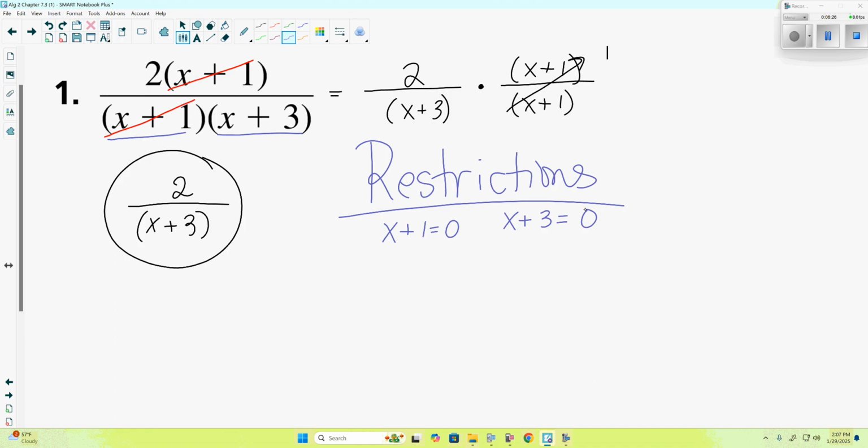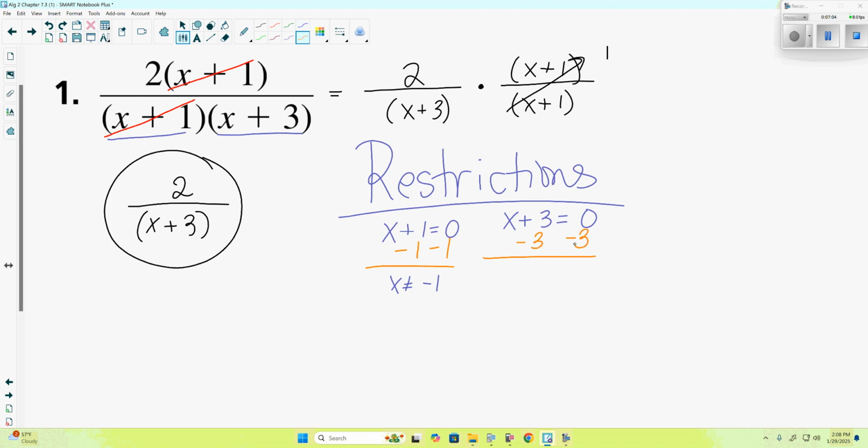Because if x plus 1 becomes 0, the entire bottom of the fraction is going to be 0. If x plus 3 becomes 0, it's going to make the whole bottom of the fraction be 0. So with x plus 1, we're going to set it equal to 0 and then solve, which is telling me that if x is equal to negative 1, the bottom of the fraction would be 0. So we're saying x cannot be negative 1. Because if x is negative 1, we have a division of 0, and it doesn't work.